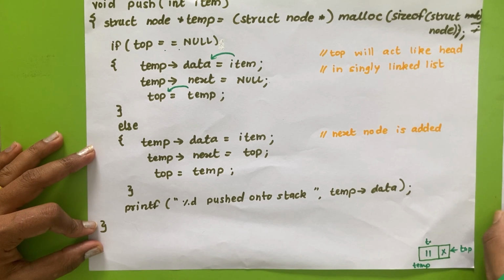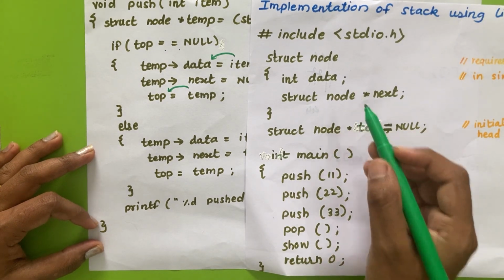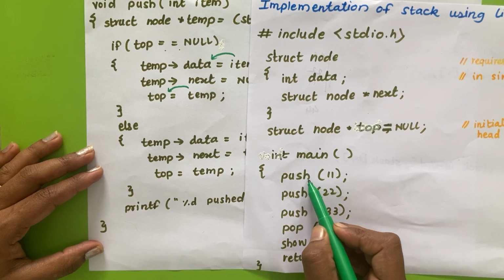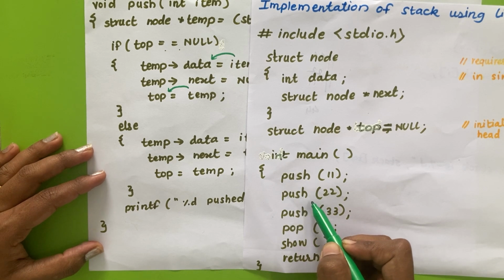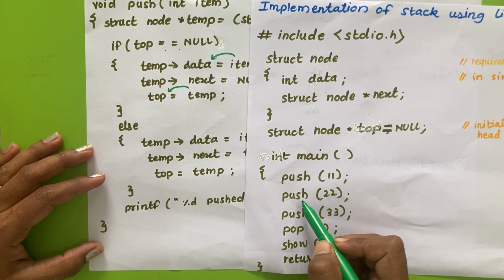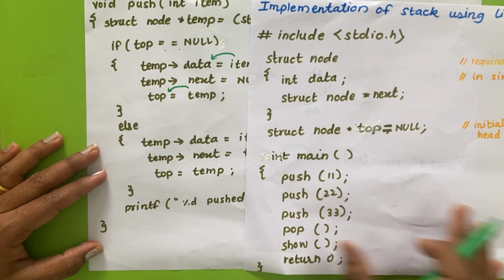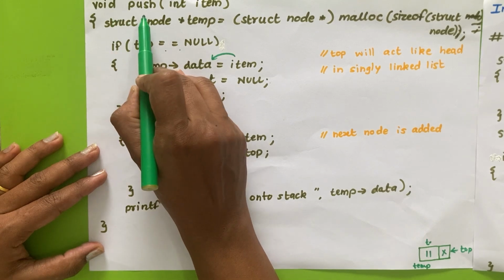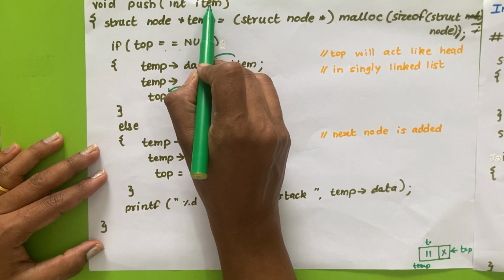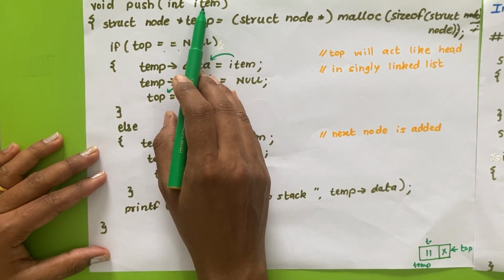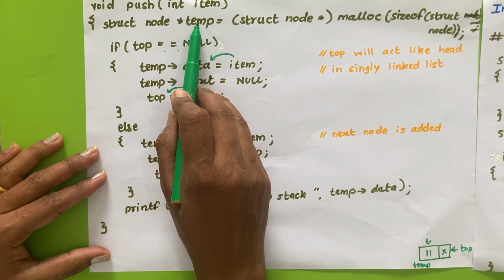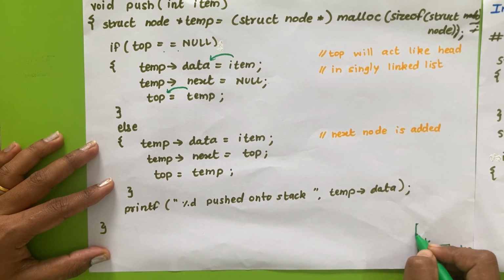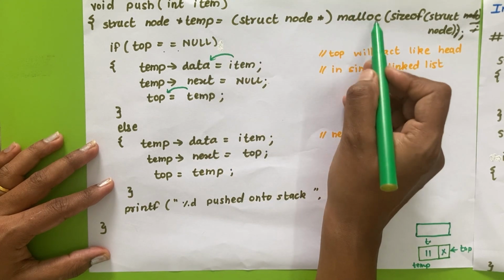Now our execution counter will come back to the main function, and the next statement to execute is again push 22. So again it will call the push function. Our execution counter will go to the push function. Now the value of item is 22. So it will again create one temporary node. Suppose this is our new temporary node. Memory will get assigned with the help of malloc.